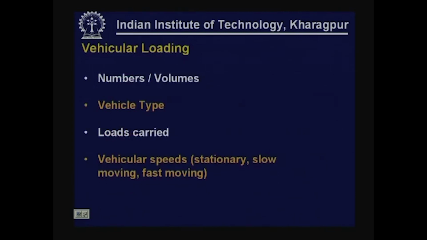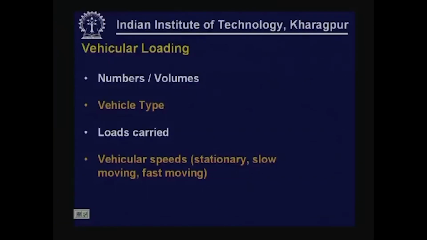Similarly, in terms of vehicular loading, we are interested in numbers or volumes: how many vehicles per hour, how many vehicles per day, or how many vehicles the pavement has to carry over its life period, 10 years, 12 years, 20 years. What type of vehicles are going to be using this pavement? Heavy vehicles, small vehicles, mostly empty vehicles. What are the loads that they carry? Are they very heavy? Are they following legal limits? Is there overloading?